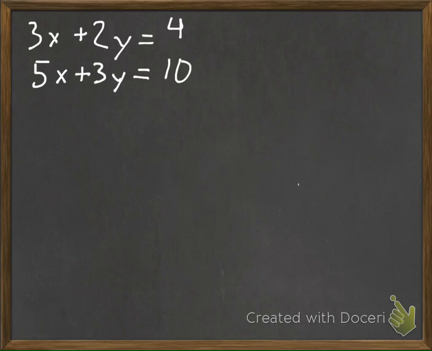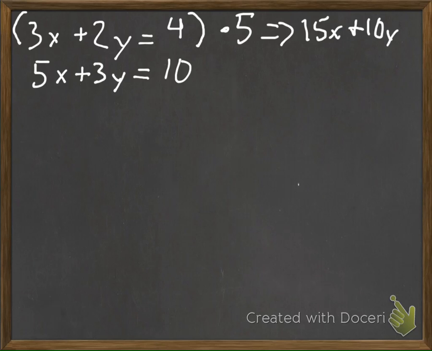Okay, so let's do that. In this top equation, I need some number, 3 times some number to give me 15. Well, I know that that's going to be a 5, so let's change that entire equation by multiplying it by 5. So 3x times 5 is 15x, plus 2y times 5 is 10y, is equal to 5 times 4, that's 20.